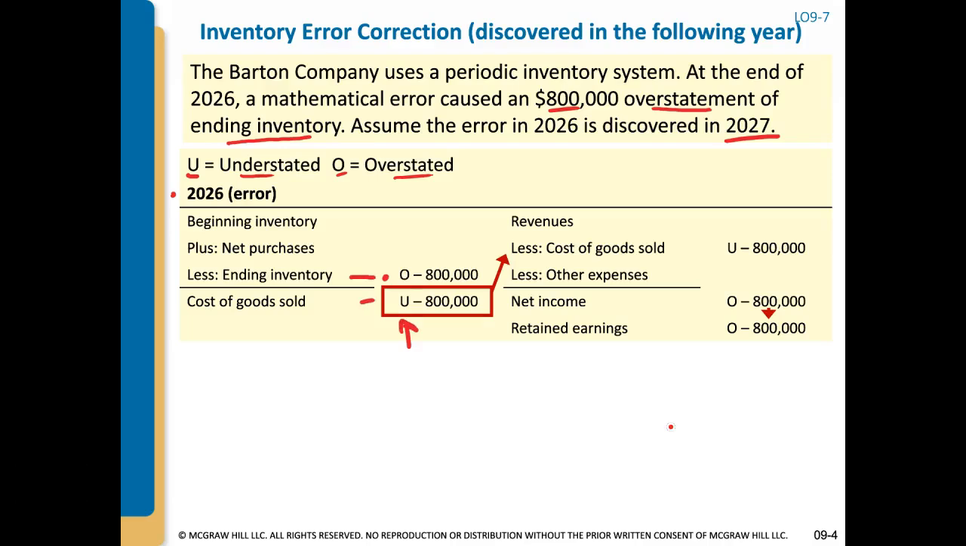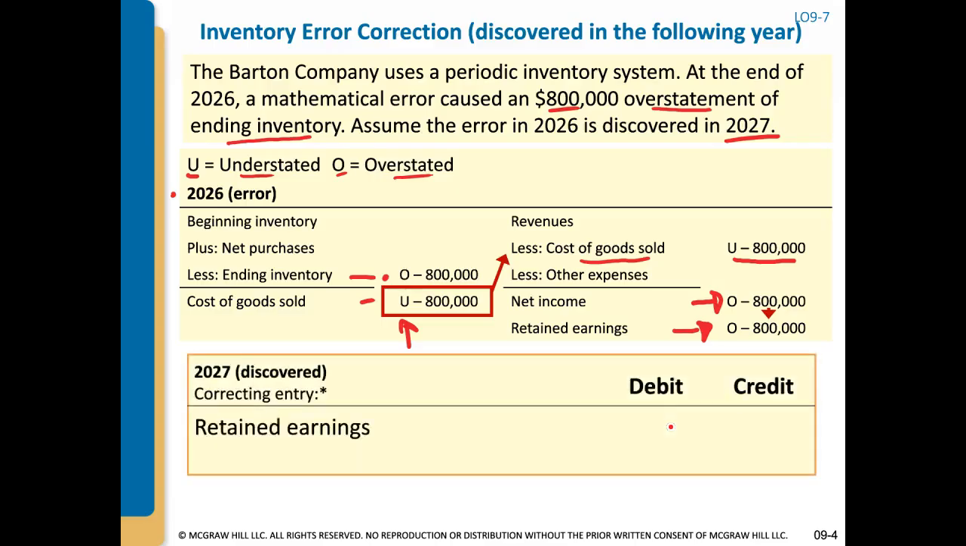Then it takes us into our income statement, right? And we have our revenues. If our cost of goods sold is understated, that means we have too few expenses, which increases our net income. It means our net income is overstated, and therefore our retained earnings is overstated as well. So you have to adjust that.